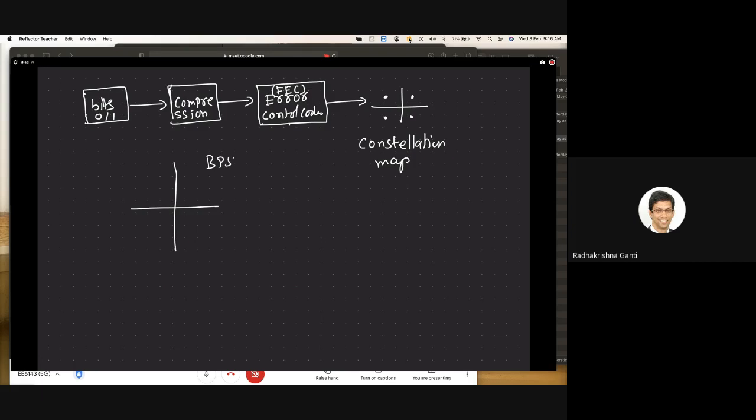In BPSK, you map bit 0 to a minus 1 voltage and bit 1 to some plus voltage. I'm just giving 1 and -1, but instead you can say it maps to plus A, minus A. So 0 is mapped to plus A and 1 is mapped to minus A. Similarly, there are multiple other constellations. BPSK is one. You have 4 QAM, 16 QAM. So many constellations are there. I'm just giving some examples. We will see these things in a little bit. So this is what constellation mapping does.